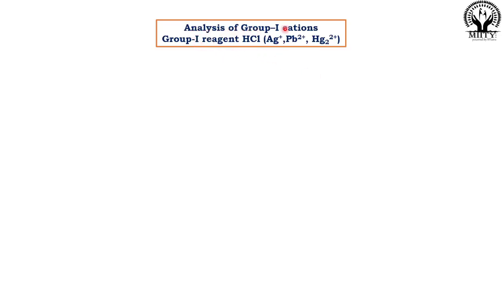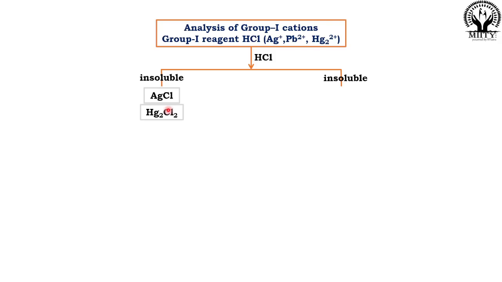Analysis of group 1 cations. Group 1 reagent is dilute HCl. Group 1 cations are Ag+, Pb2+ and Hg2 2+, the mercurous ion. We add dilute HCl to the original salt solution. If white PPT is observed, it can be AgCl, mercurous chloride Hg2Cl2 or PbCl2. Any one of these is possible.